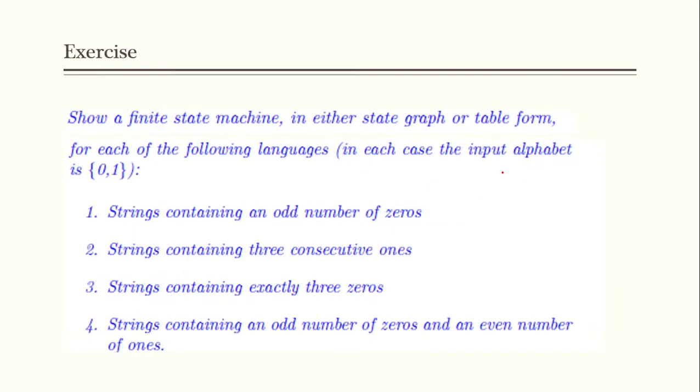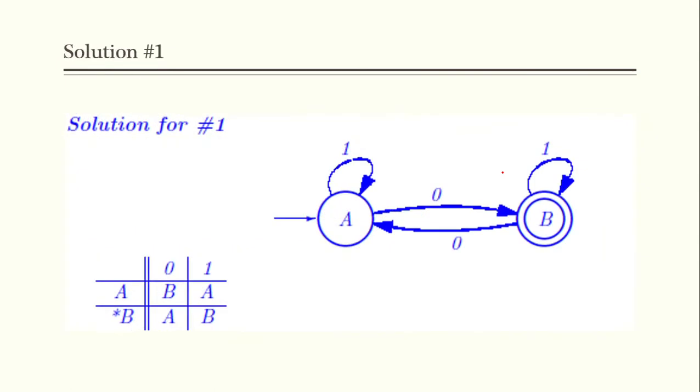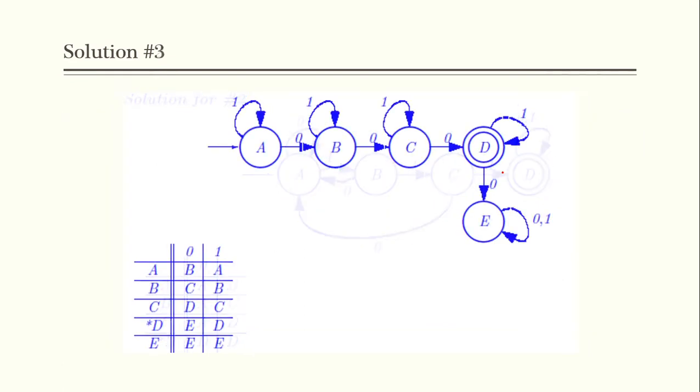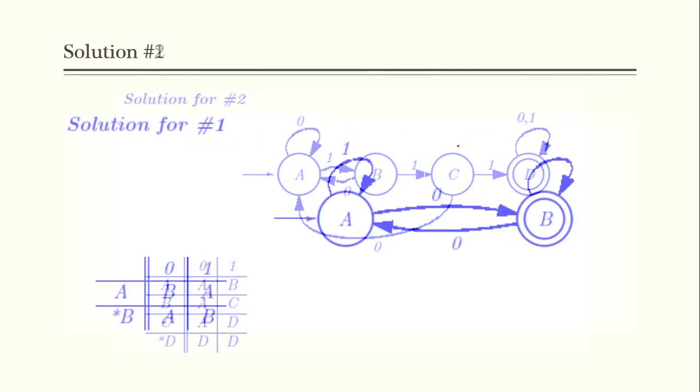Okay. The third one, strings containing exactly 3 zeros, must be exactly 3 zeros, cannot be less, cannot be more. So in this machine, let's say you go from A to B, B to C, C to D, it is 0 0 0. If you are looping from A to A to A, then you go 0 0 0 again.